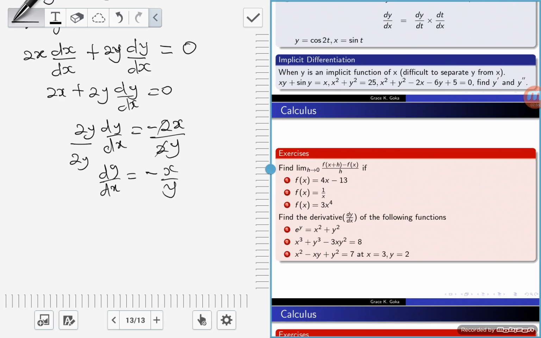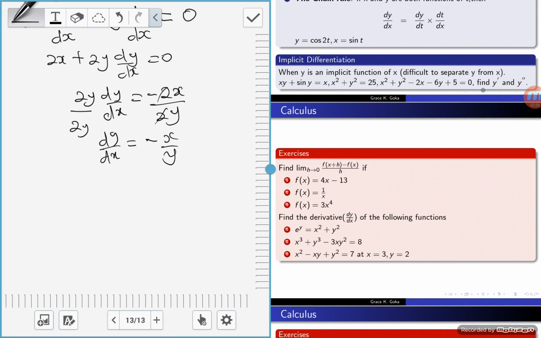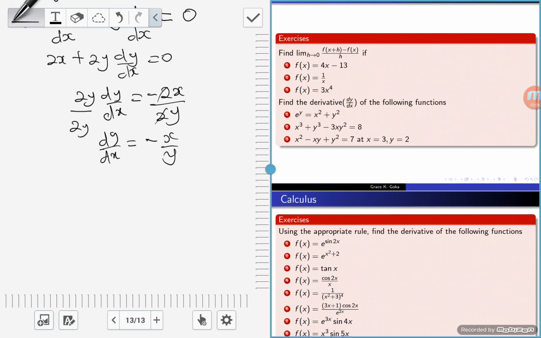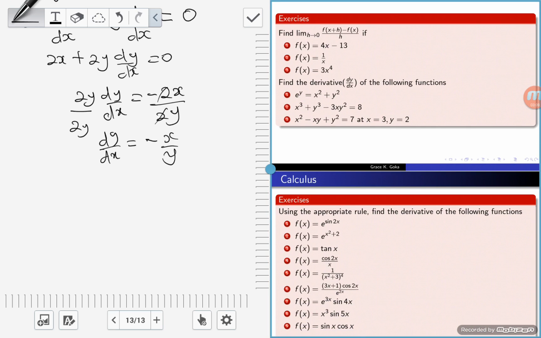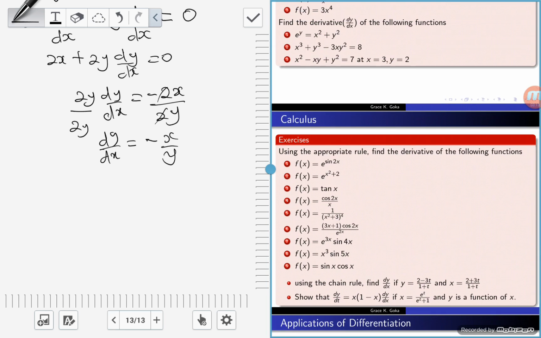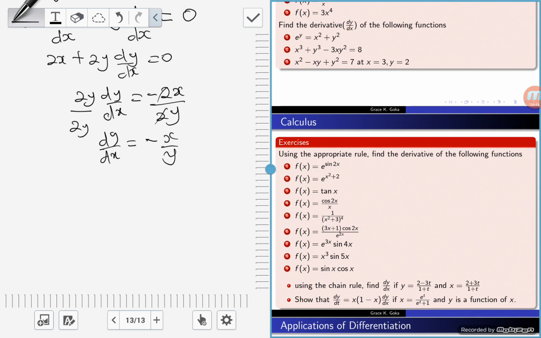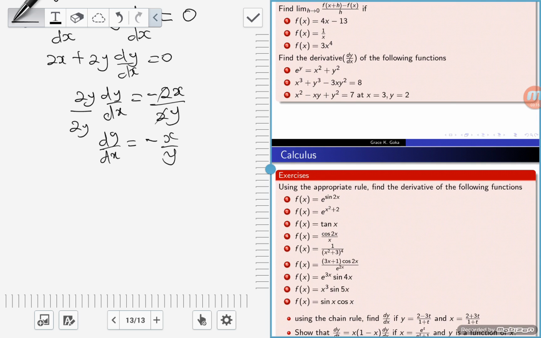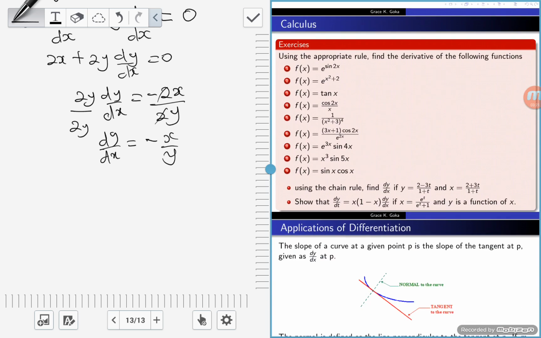Alright, so I'll leave the third example, which is x squared plus y squared minus 2x minus 6y plus 5 is equal to 0, for you to solve. And then I want you to go through the exercises in the slide as well, so that next week when we meet, you'll be submitting some. I'll let you know which ones you'll be submitting and which ones you'll not be submitting.